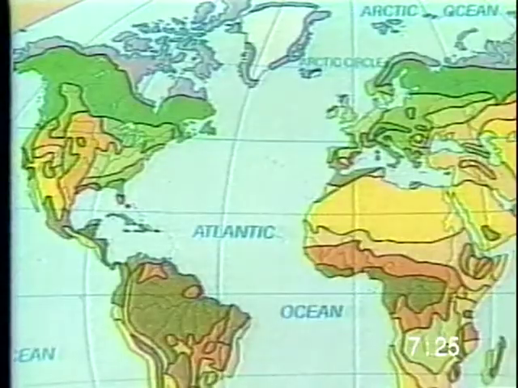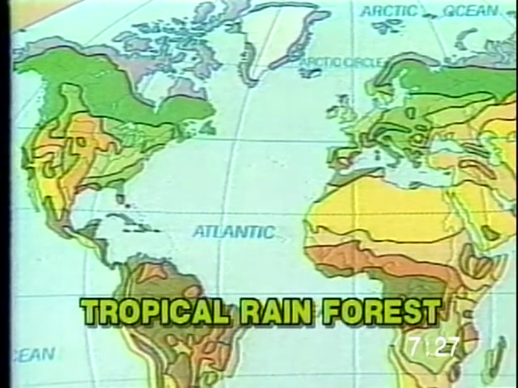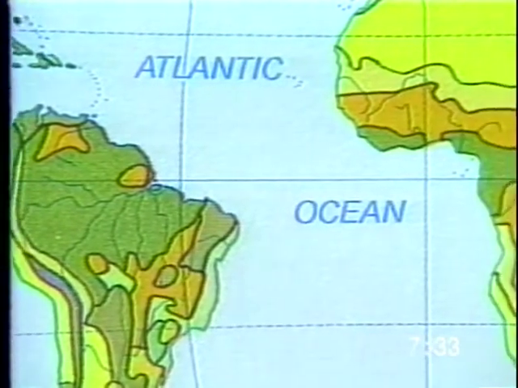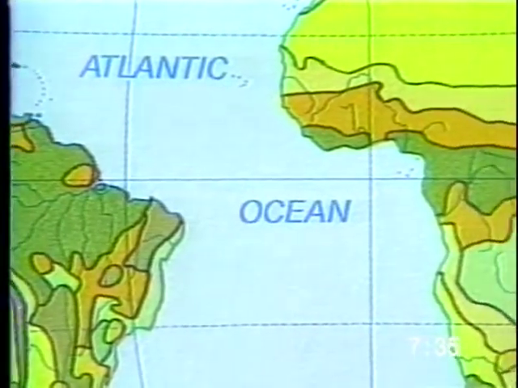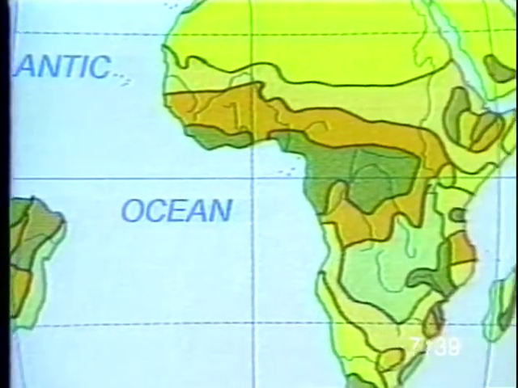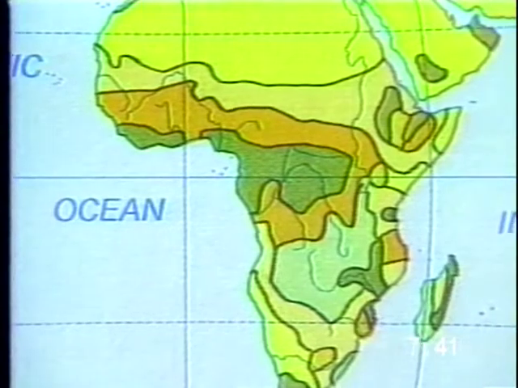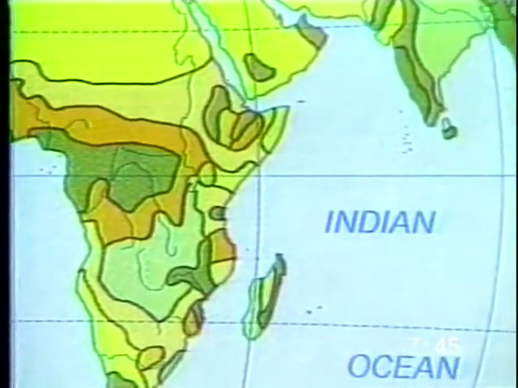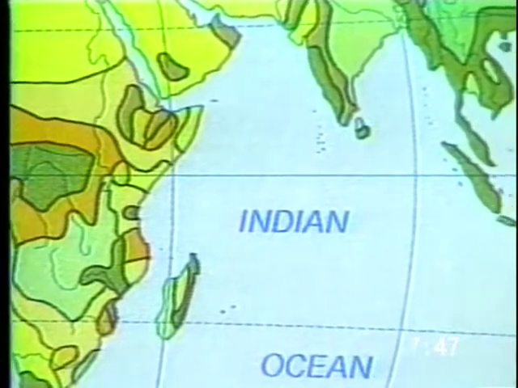These tropical rainforest regions encircle the Earth, forming an uneven green belt located in the tropics on either side of the equator. They are, as you can see, located primarily in Central and South America, Central Africa, and in the southeastern part of Asia. Almost half of the Earth's animal and plant species can be found in these regions.